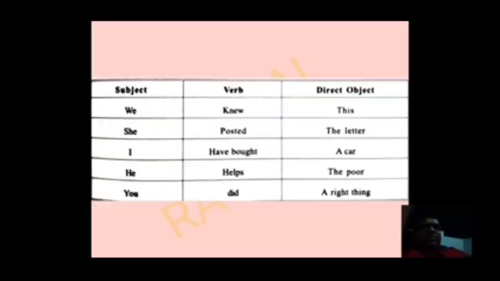Subject, verb, direct object. We knew this. She posted the letter.